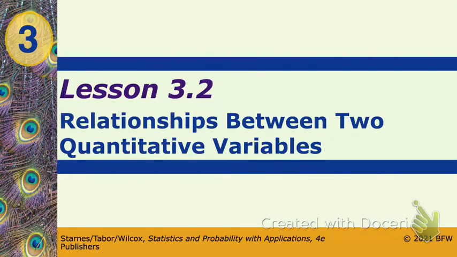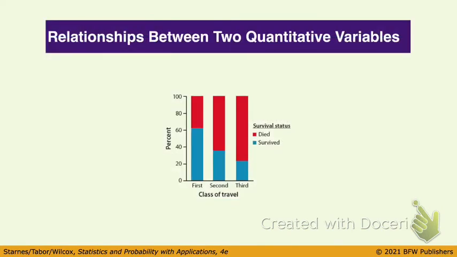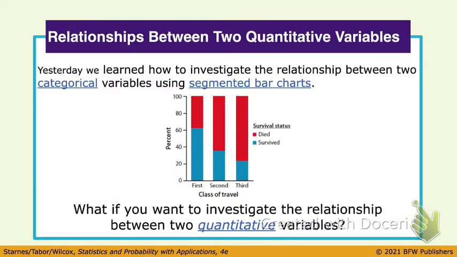Today we're going to learn about scatter plots. Yesterday we talked about the relationship between two categorical variables, and we talked about that we could show that using a segmented bar chart. This was our segmented bar chart from yesterday, the Titanic example that we did. And so that was categorical variables.